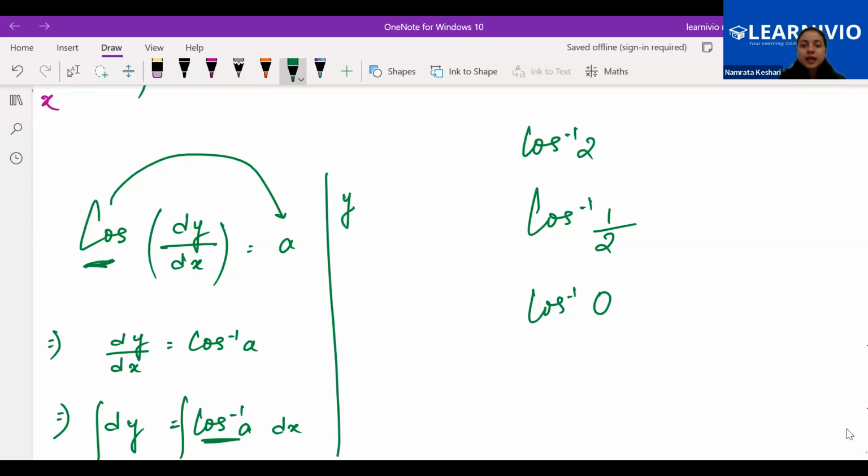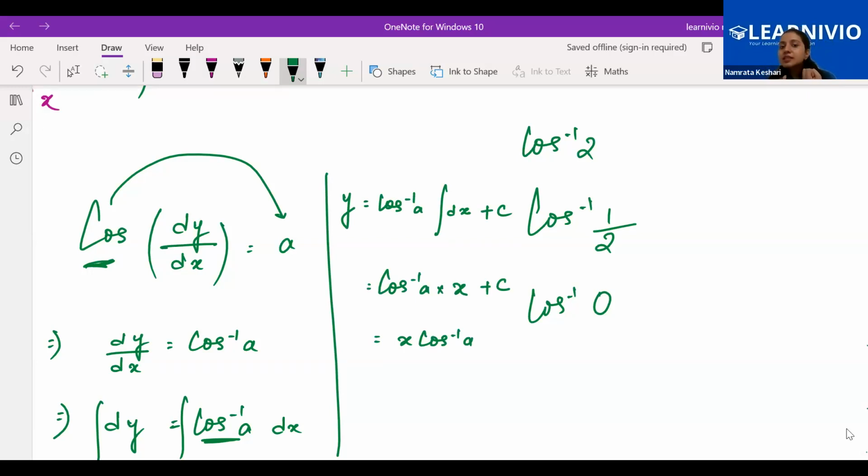And here I am saying, cos inverse A is nothing but just a constant. So you have to integrate only dx. If you integrate dx, what are you going to have? Just x. So we will have cos inverse A into x plus c, which can be written as x cos inverse A. Why are we writing x in front? So that we can avoid the confusion that cos inverse is having x.